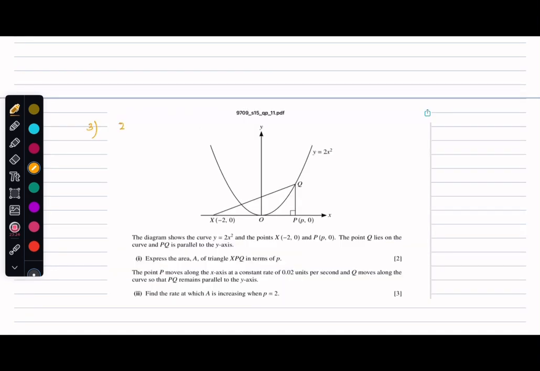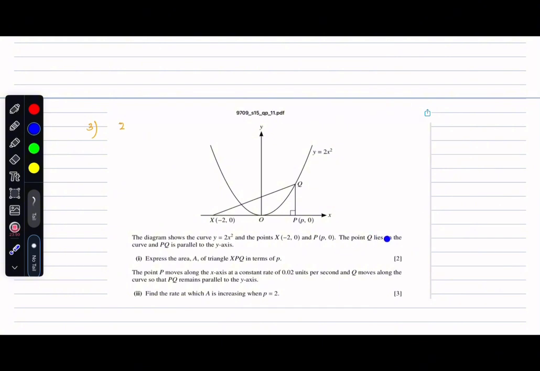So the next question that I have chosen is from summer 2015 paper 1 variant 1, and it is question number 2 in the paper. And the question says, the diagram shows the curve y equals x squared. This is the curve y equals x squared, and the points X, which is negative 2 comma 0, and P, which is p comma 0.